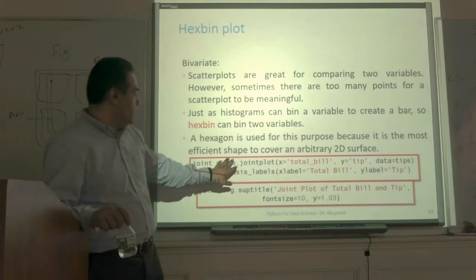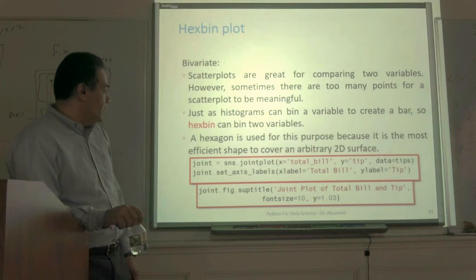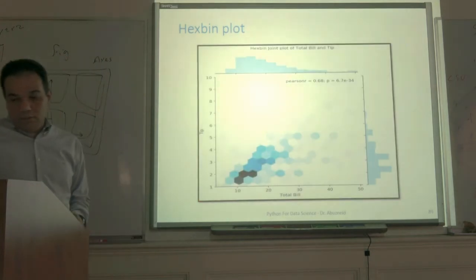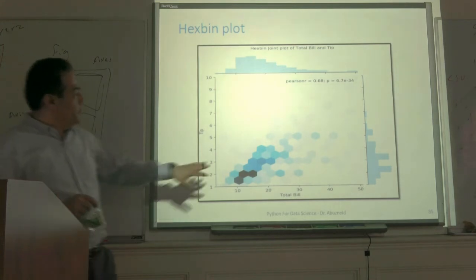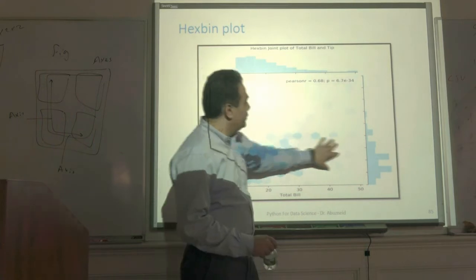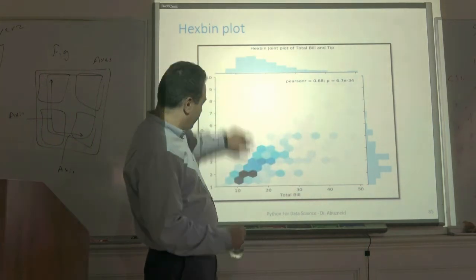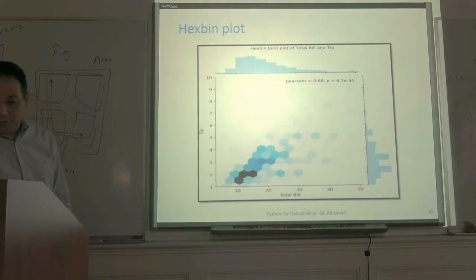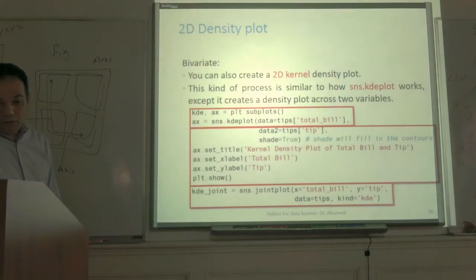We call it jointplot, and it joins like this: a scatter plot, and you have a histogram for the tip and a histogram for the total bill here and here. There is a 2D plot also. Just take a look at the code.